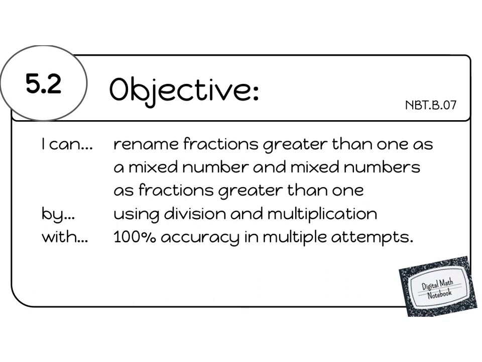Today's objective is I can rename fractions greater than 1 as a mixed number and mixed numbers as fractions greater than 1 by using division and multiplication with 100% accuracy in multiple attempts. Remember that the I can and by statement need to be typed in to your digital math notebook. Pause and do that now.